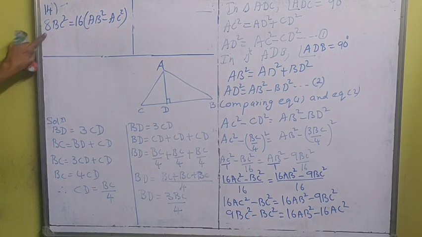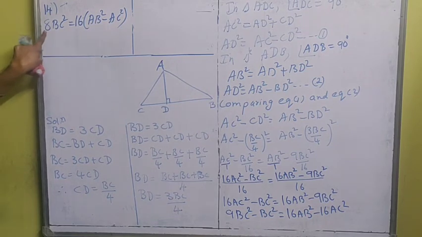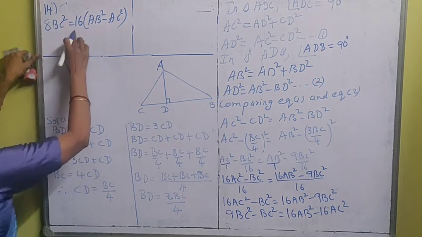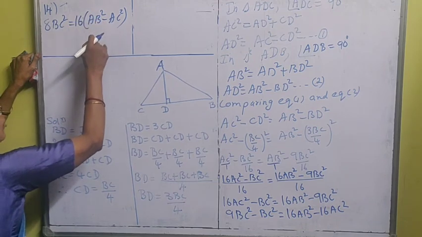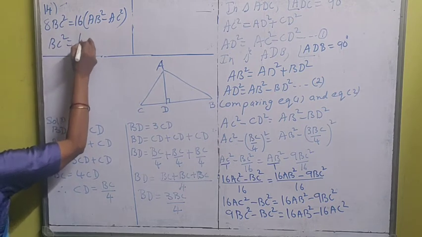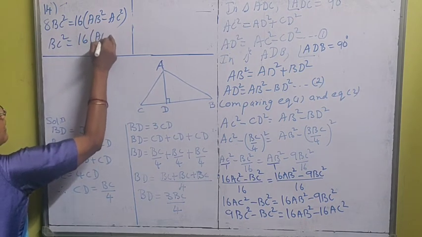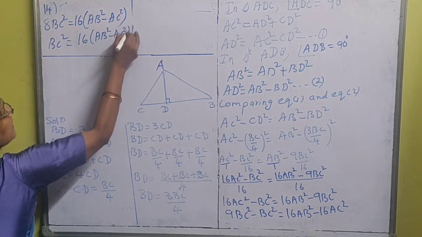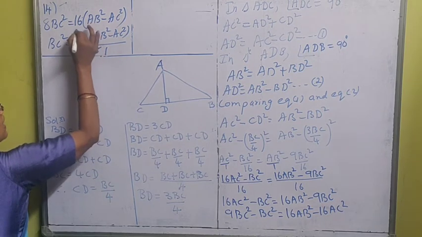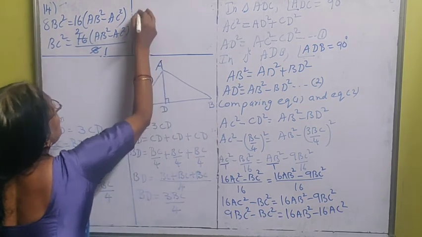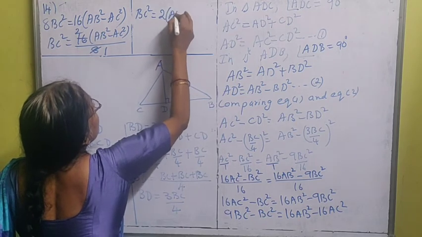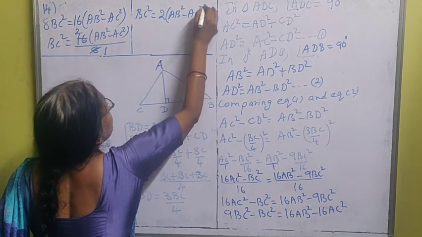Now what do I have to do? The 8 I have to bring below. If I take it to the right-hand side, it will come below as the denominator of 16 into AB² minus AC². So what shall I get? BC² is equal to 16 in the bracket AB² minus AC², whole divided by 8. Cancellation will take place: 8 ones are 8, 8 twos are 16. So BC² is equal to 2 in the bracket AB² minus AC².